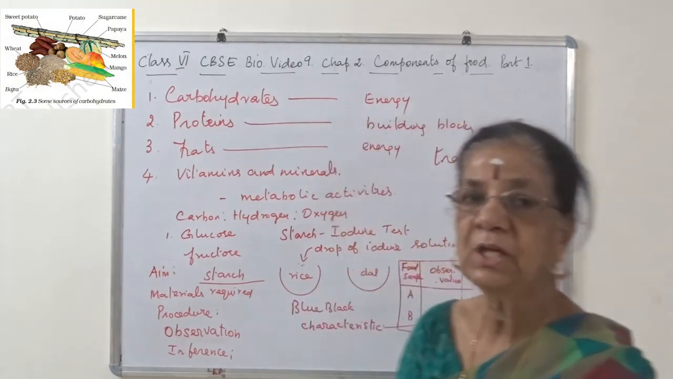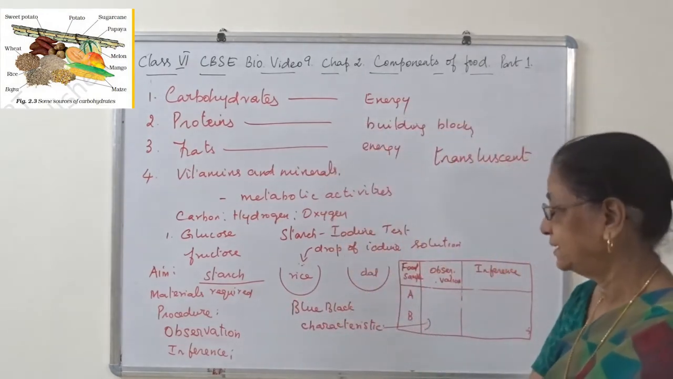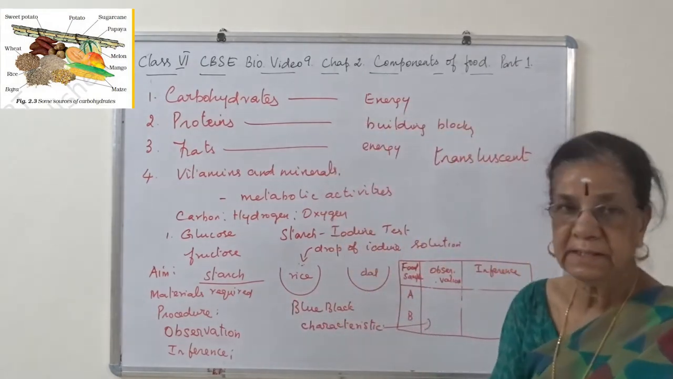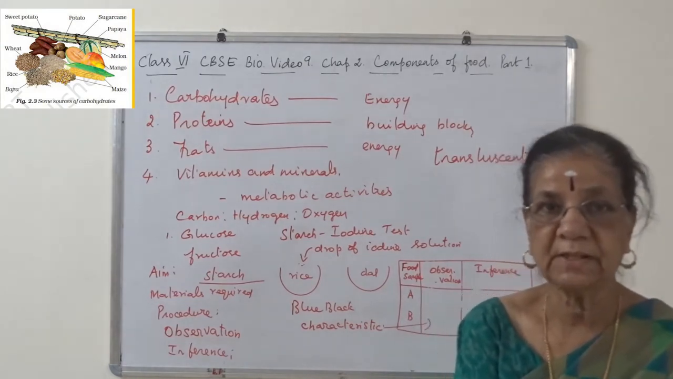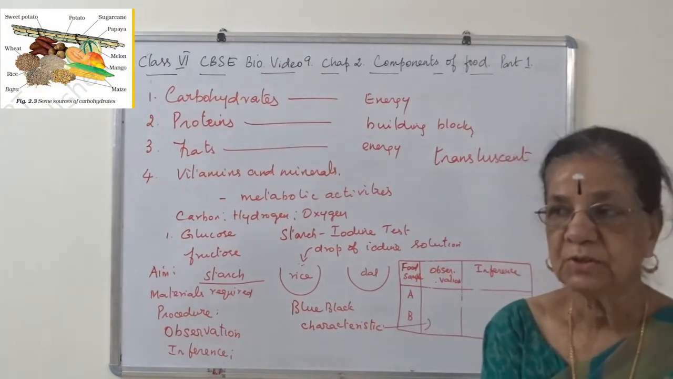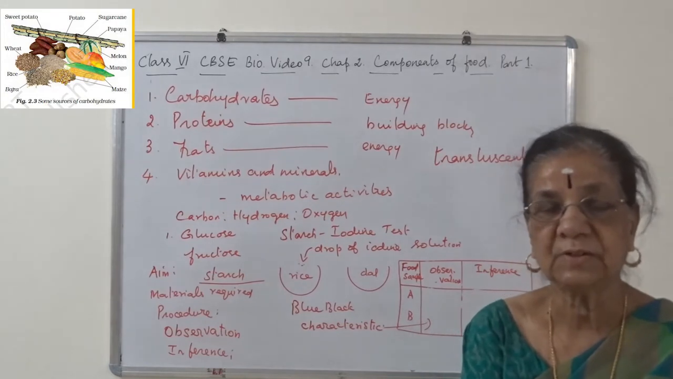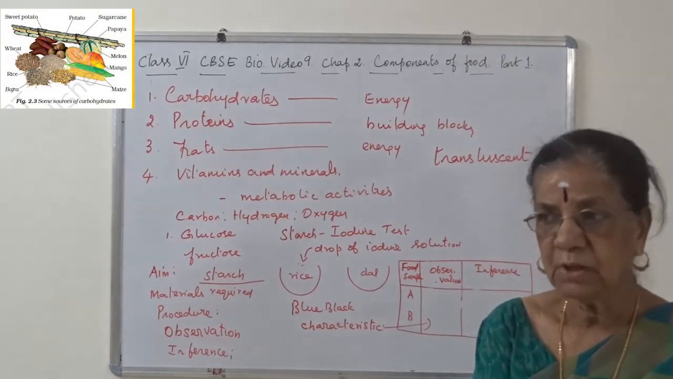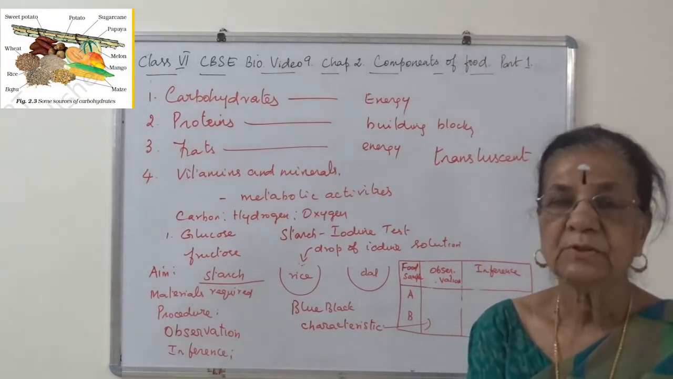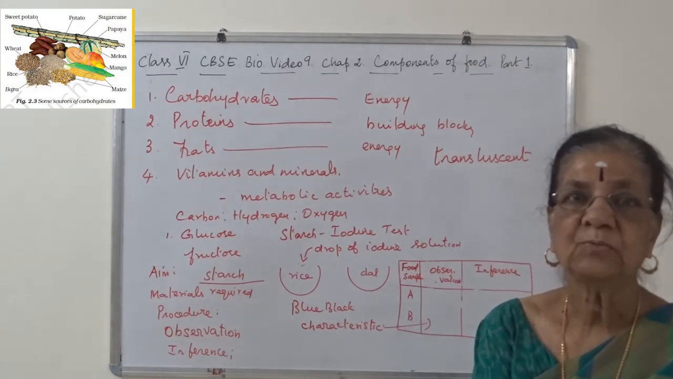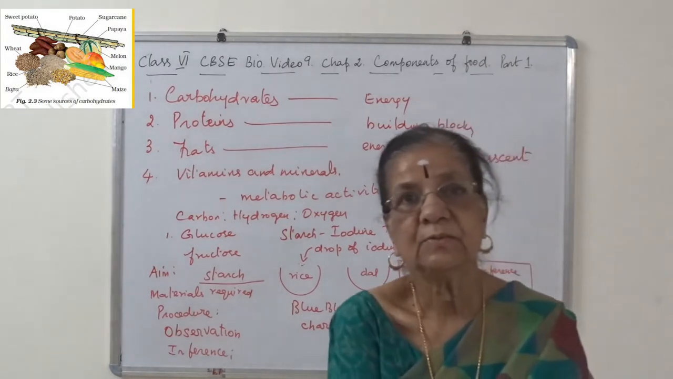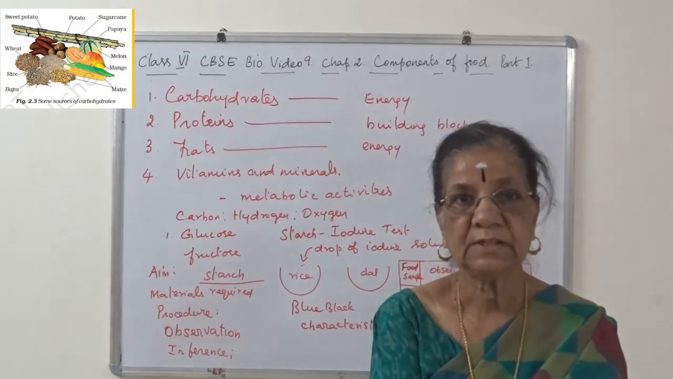So, you have to write the procedure like this: materials required, procedure, observation, inference. In what way? As you need to test the presence of fat in the given food sample. We'll just continue.